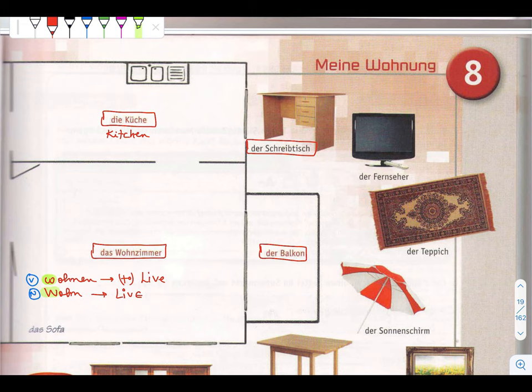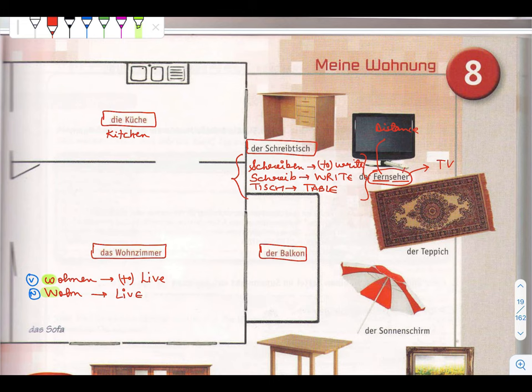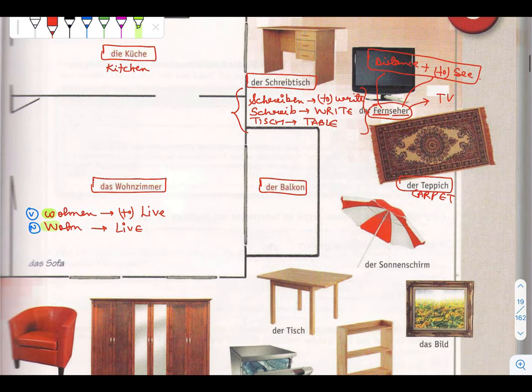For example, we write schreiben. Schreiben means to write. And Schreib means just write, noun. And Tisch means table. Der Fernseher, TV. Fern means distance and Seher means one who sees. So which thing can we see from a distance? We can sit and see what other things are going on from a distance, that is TV. So Fern there. Der Teppich, carpet. Der Sonnenschirm, umbrella. Der Tisch, I already explained to you here.